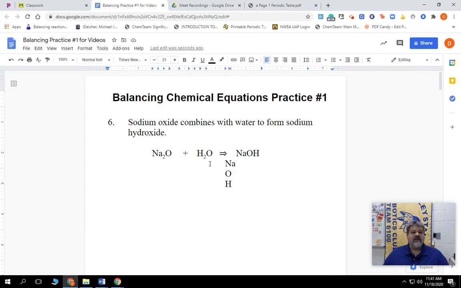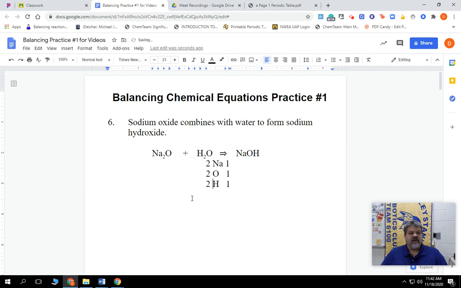So we're going to put how many you have on each side. On this side, it's pretty easy. I have 1 of each one. So I'm going to put a 1 there, a 1 there, and a 1 there. On this side, it's a little different though. So I'm going to move all these over just a little bit, just to help me out. And on this side, I have 2 sodiums. I have 2 oxygens. And I have 2 hydrogens right here. Okay, so I have 2 hydrogens.